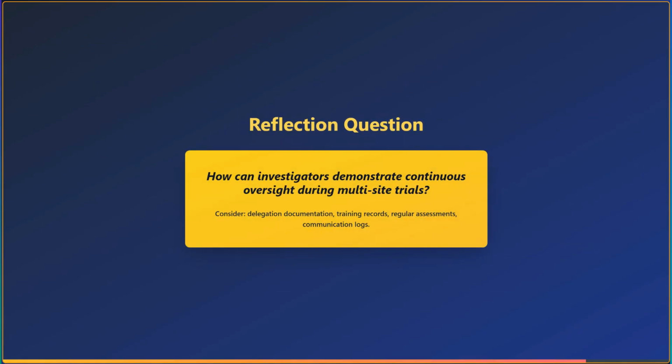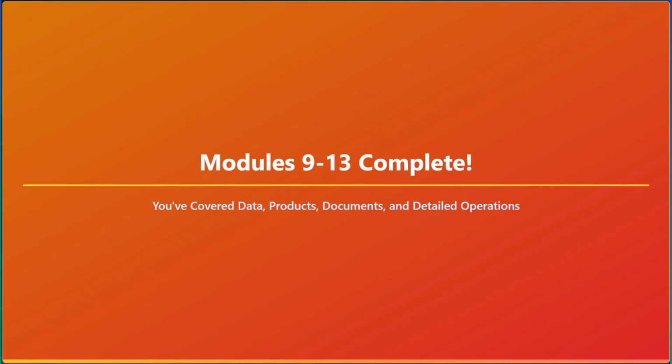Demonstrable control. Okay. So here's a final thought for you, our listener, to chew on. We've talked about the paper trail, the logs, the training records, the assessments, the certificates. But how can investigators truly demonstrate that continuous oversight, especially in these huge, complex, multi-site trials where they physically can't be everywhere? How do you show the spirit of oversight, not just the letter, is being met?